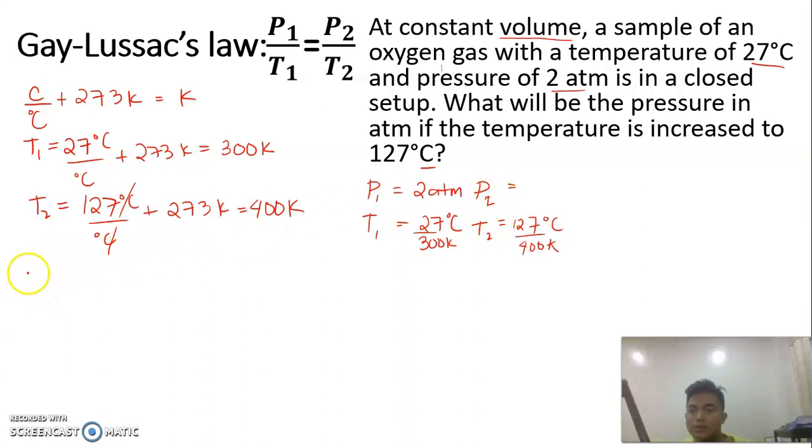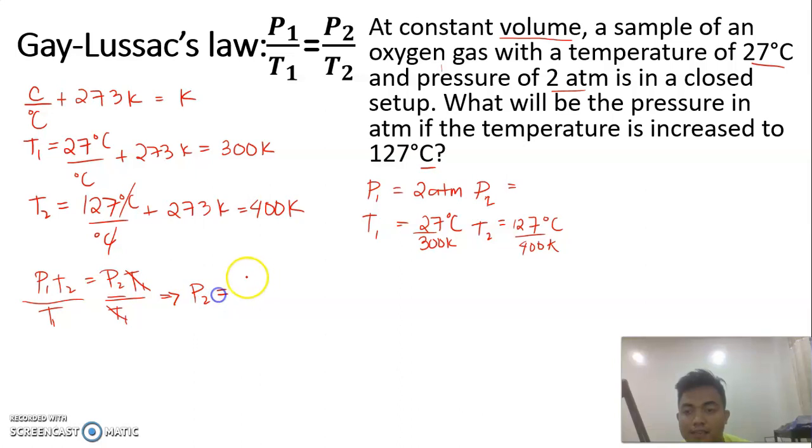Remember the formula that we did a while ago on the first slide. P1 times T2 is equal to P2 times T1. So we're trying to look for your P2. All you have to do is divide both sides by T1. Cancel T1 on the right side. That would mean P2 is equal to P1, which is 2 atmospheres, multiplied by T2, which is 400 Kelvin, divided by 300 Kelvin. So cancel both of the Kelvin.